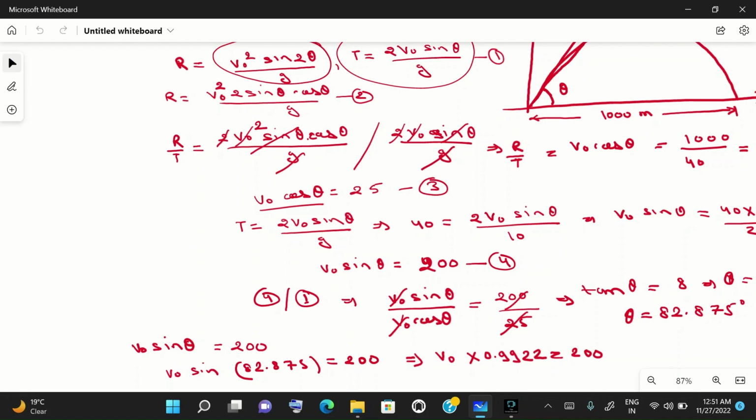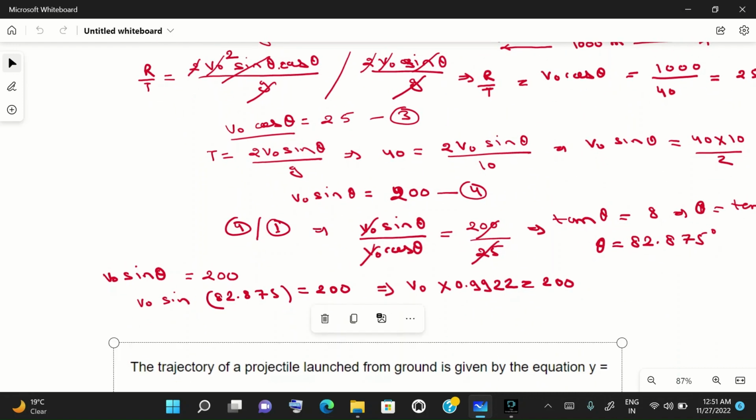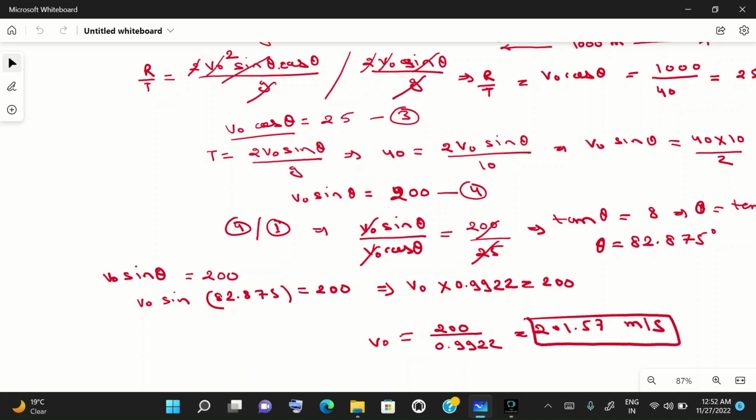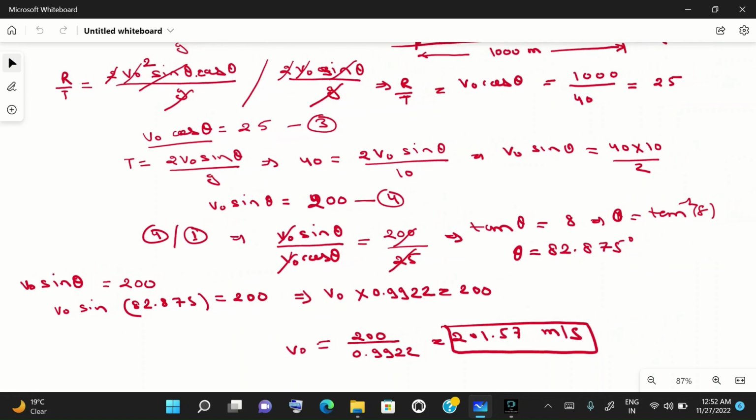So if we divide, we will get V naught is equal to 200 divided by 0.9922, which is 201.57 meter per second. This is the value of initial velocity. So we have found the initial velocity also, and we have found the angle of projection also.